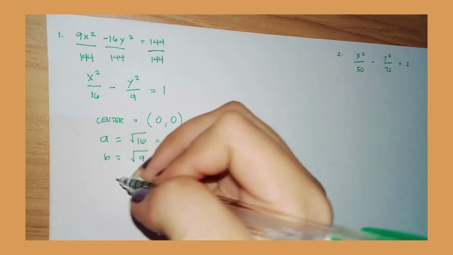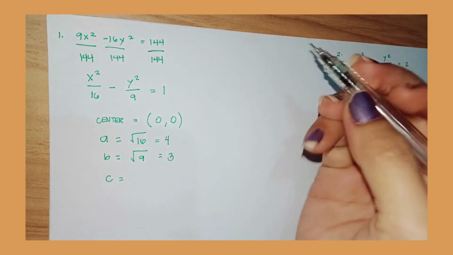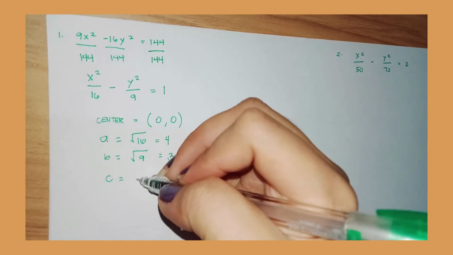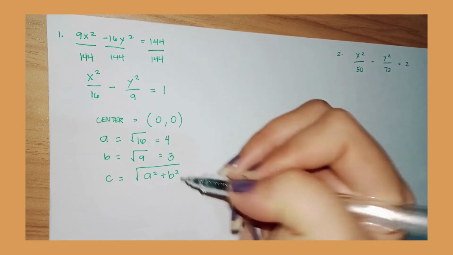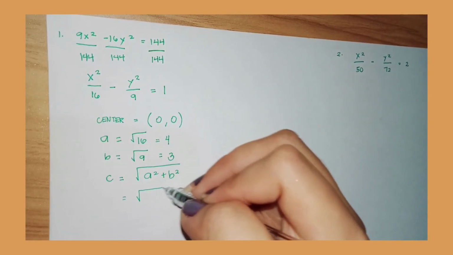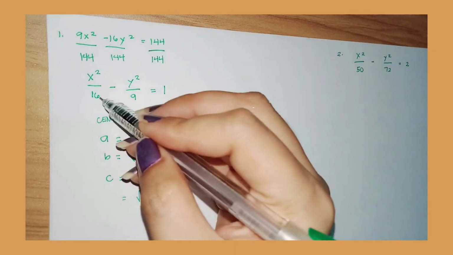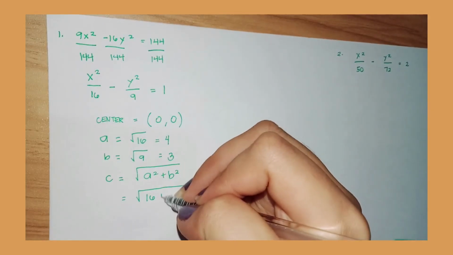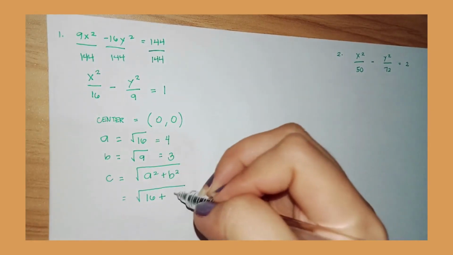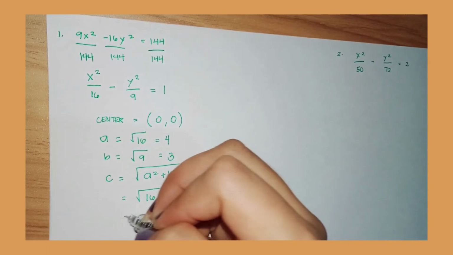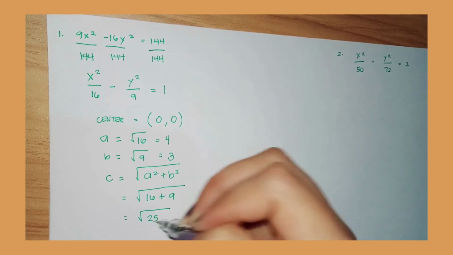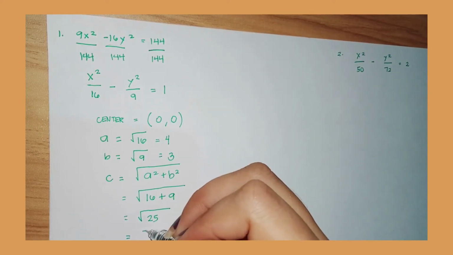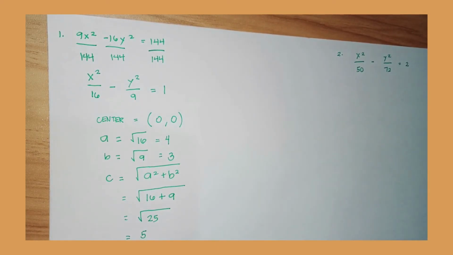Let's find the value of c. To get the value of c, we need to find the square root of a squared plus b squared. Copy the square root. Our a squared is 16, plus our b squared is 9. So this is the square root of 16 plus 9, that is 25. Square root of 25, that is 5. So, meaning c is 5.